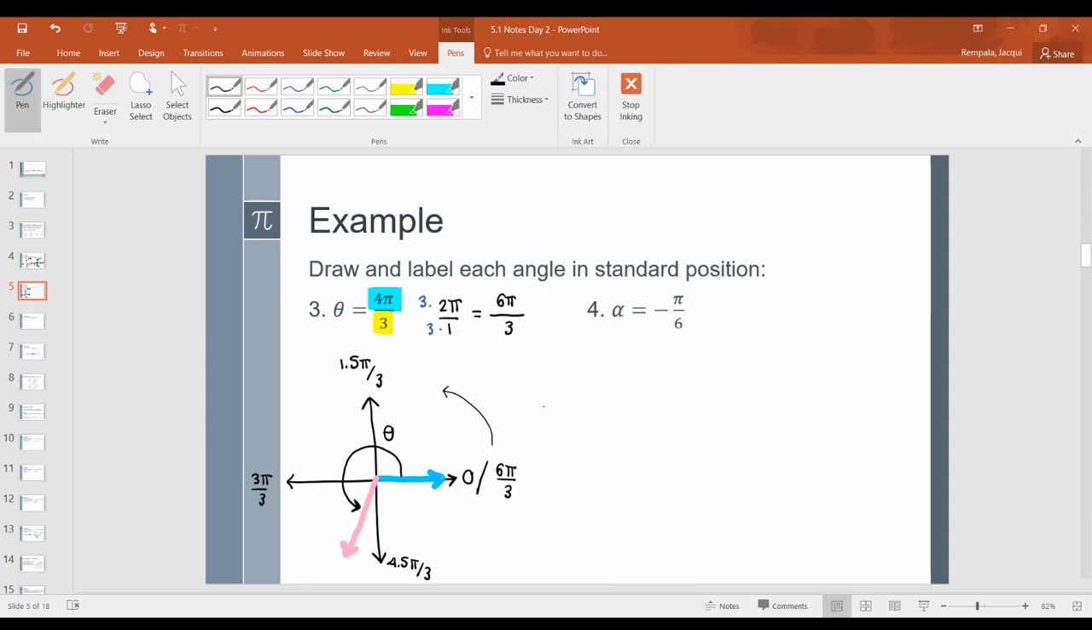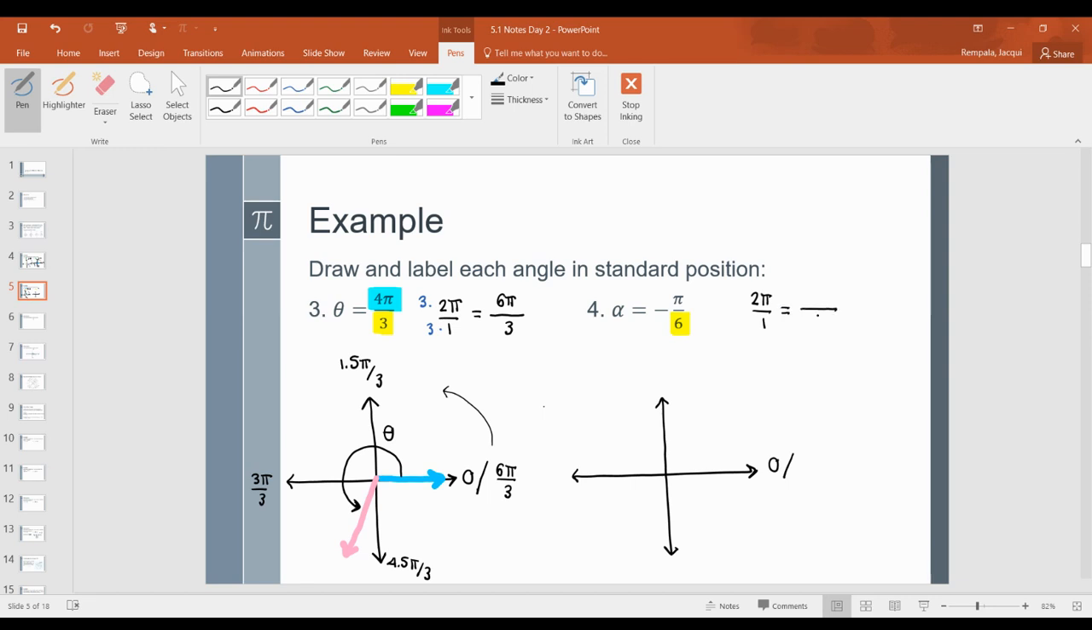Okay, if we take a look at this next example, I have 6 for the denominator. So here, let me sketch my x and y axis, and then let's talk about how we would label these different pieces. So remember, if I'm dealing with 6 for my denominator, one full rotation starts at 0, but it ends at 2 pi.